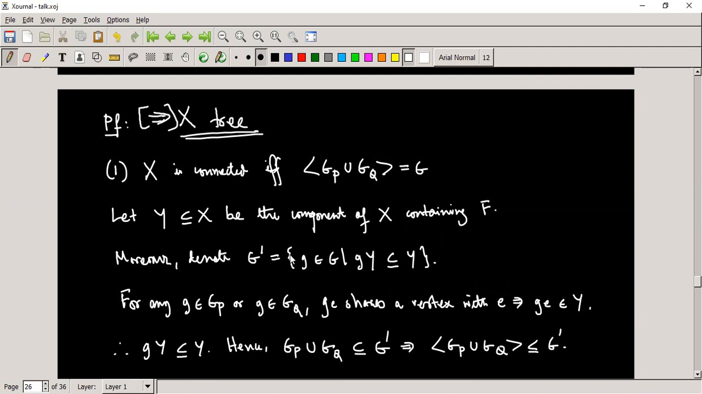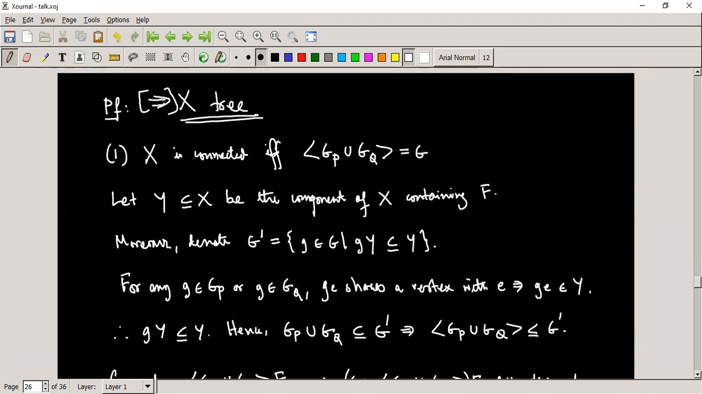If X is connected, okay, let's see. So part one is X is connected. I'll give an elementary proof of this, because I've given algebraic topology proofs of too many things. So let me give an elementary proof of this fact: X is connected if and only if G is generated by GP and GQ. Why is this true? So take your tree. Your tree is something like this, and look at the fundamental edge. Everything is a translate of this, right?